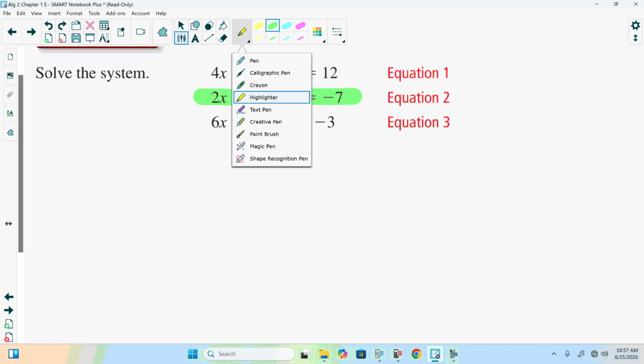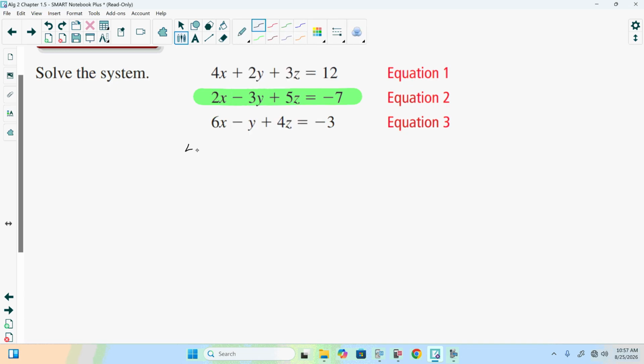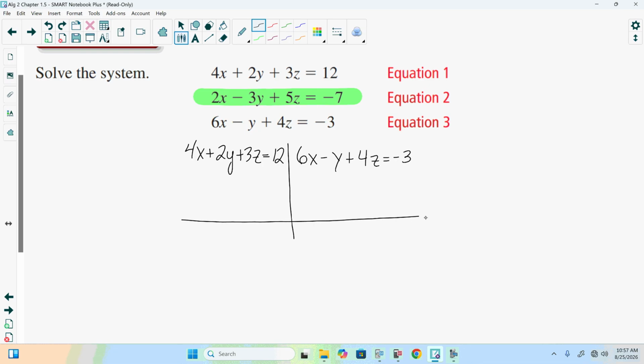The other two equations, we're going to list down. 4x plus 2y plus 3z equals 12. And our 6x minus y plus 4z equals negative 3. The eliminator equation, we're using it to remove x from both of these equations. That's all we're using it for.